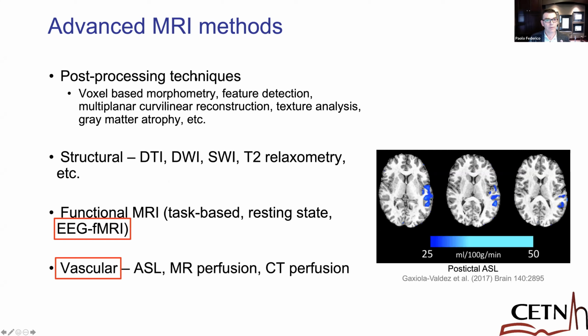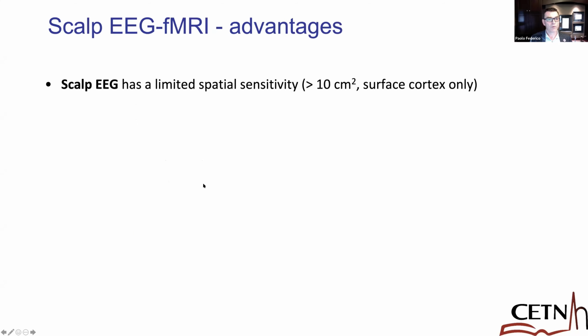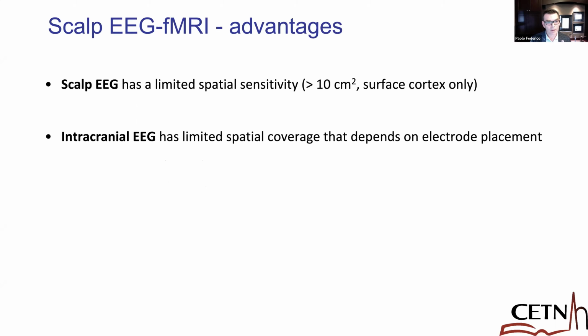So of these advanced MRI methods, I now will finish off the talk with a discussion of scalp EEG fMRI and then vascular imaging. So scalp EEG fMRI offers several advantages. First, as you know, scalp EEG has a limited spatial sensitivity of approximately 10 square centimeters. Intracranial EEG has a greater spatial sensitivity, but it's limited in its spatial coverage that depends entirely on electrode placement.